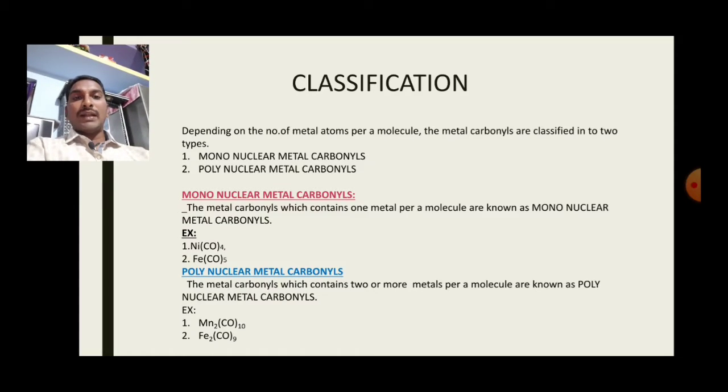For example, Ni(CO)4 and Fe(CO)5 are mononuclear metal carbonyls because they have only one metal. That is, Ni(CO)4 has one nickel and Fe(CO)5 has one iron.